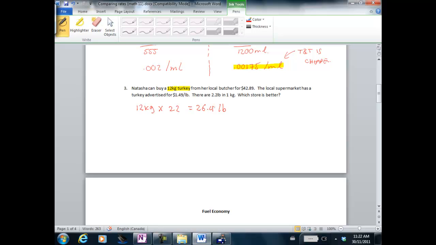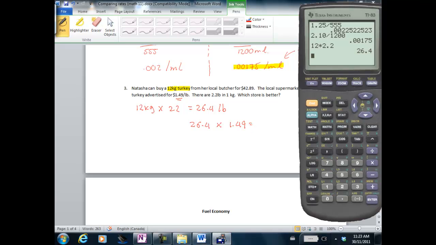How much does it cost at the supermarket? Well, the supermarket charges $1.49 per pound. Figure out what you're going to do from there. Not divide it. Nope. You times it. Because I have 26.4 pounds, so go 26.4 times 1.49. And you go ahead and get your answer: $39.34.